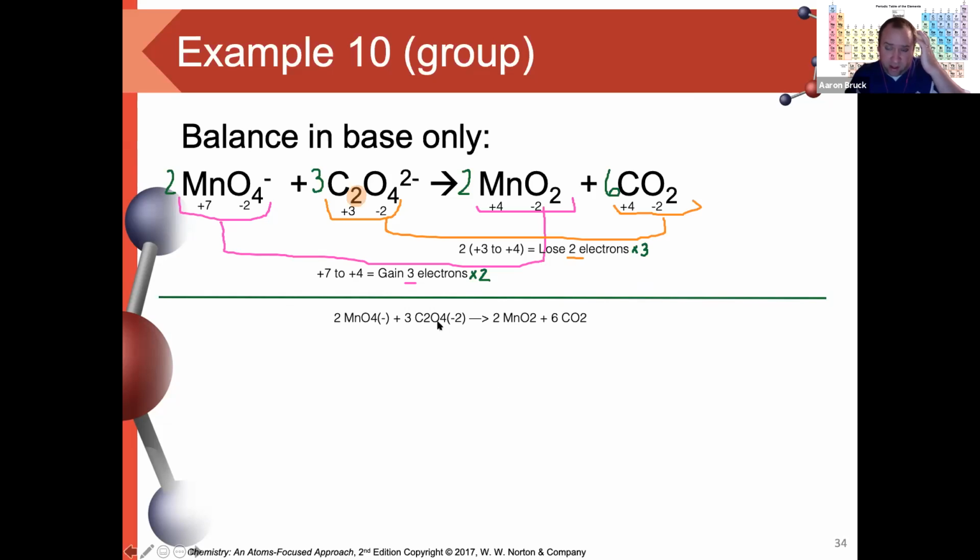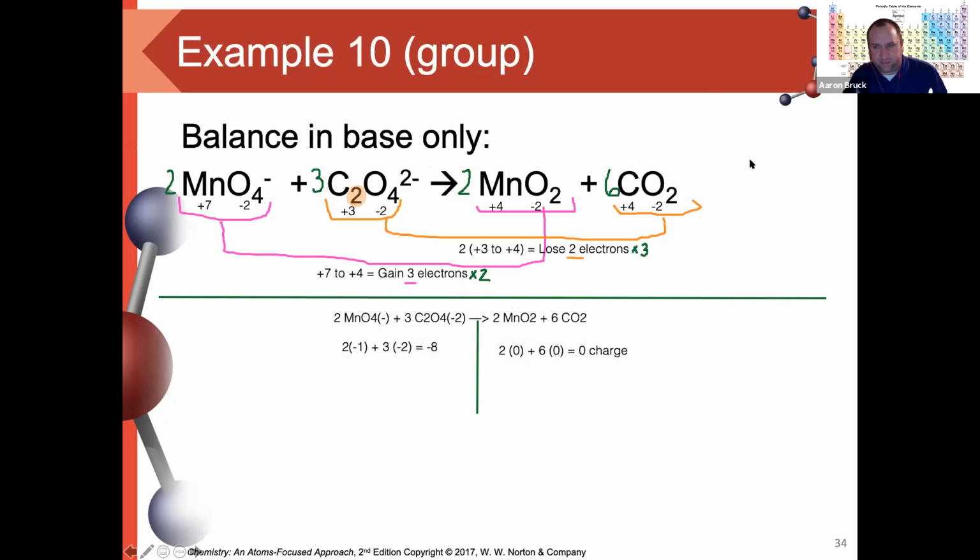Now the next step, now that I've got my electron movement all set up, is to balance the overall charge. To balance the overall charge, again, I cut this in half and I evaluate. I've got 2 times the -1 charge for the permanganate and 3 times the -2 charge for the oxalate. -2 plus -6 is -8 as the total charge on the reactant side. And on the product side, I have 2 uncharged manganese dioxides and 6 uncharged carbon dioxides. Total charge on the product side is 0.